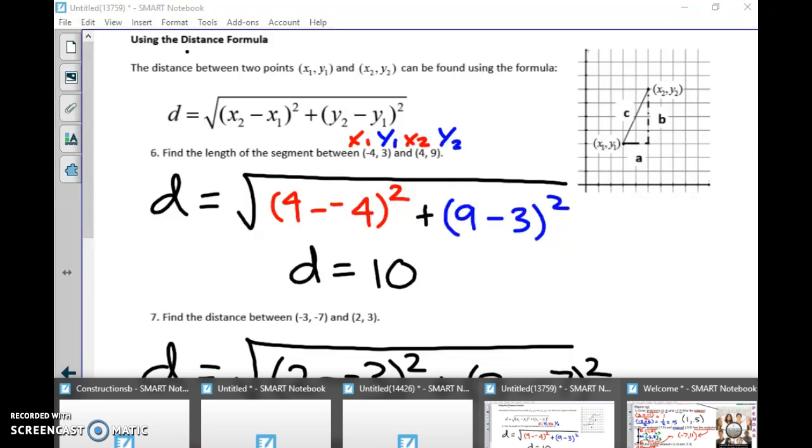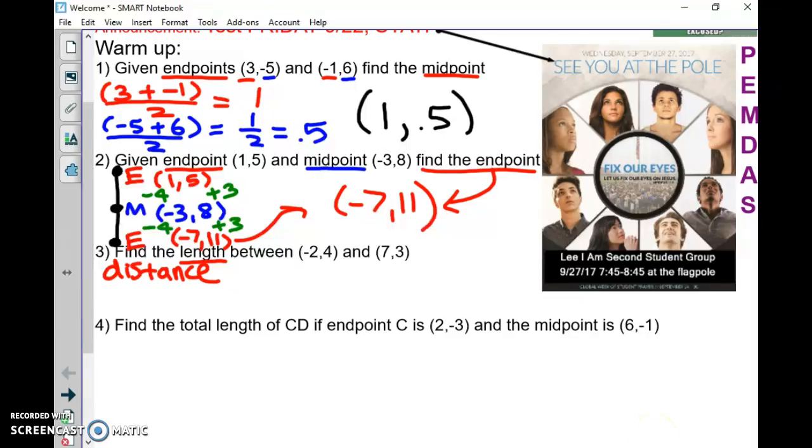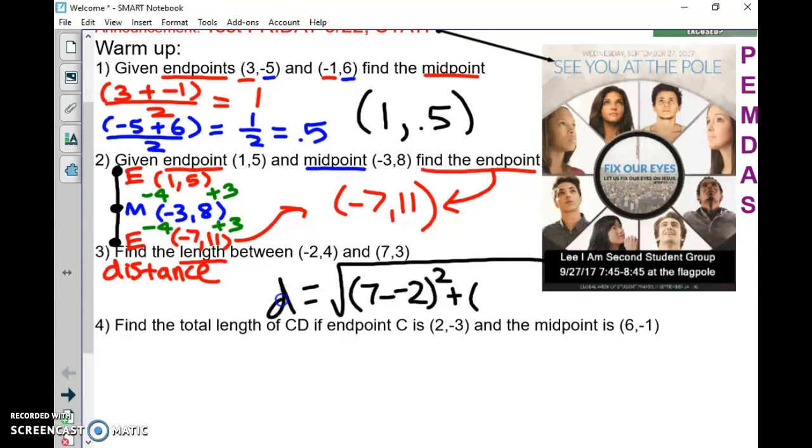So, let's apply that formula to this. We always start with the letter D equals and a big square root. And then we're going to subtract x2 minus x1. So, what were you saying? Okay, so 7 minus negative 2 parentheses squared. You always have to subtract, even if it's a negative, okay? And then plus our y2 minus y1, 3 minus 4 squared. Okay, if I take that to the calculator, if I type it in correctly, then I'm going to get my answer.